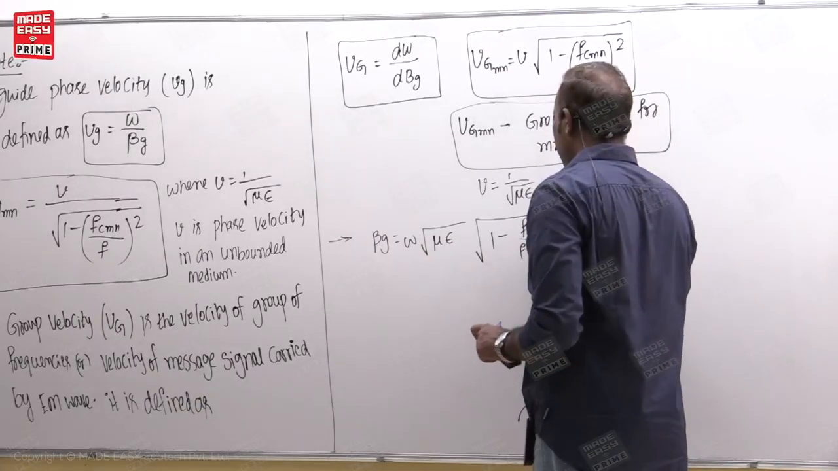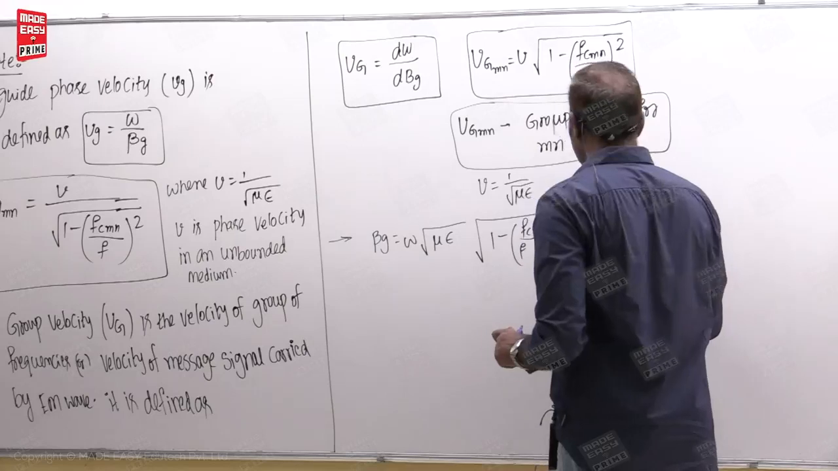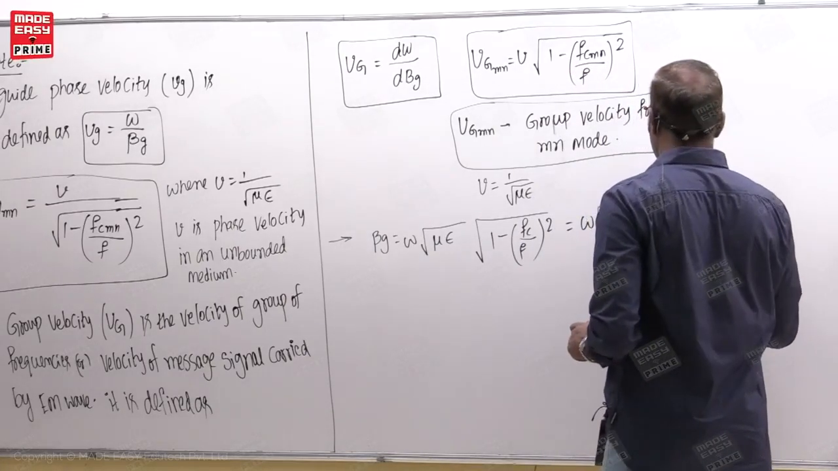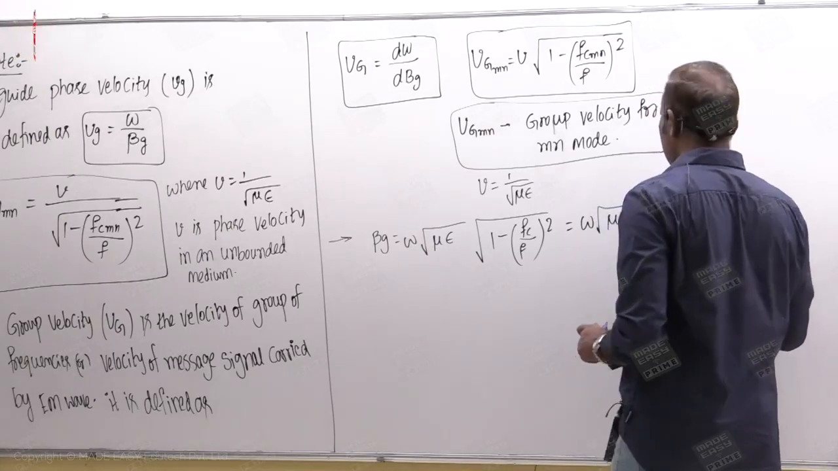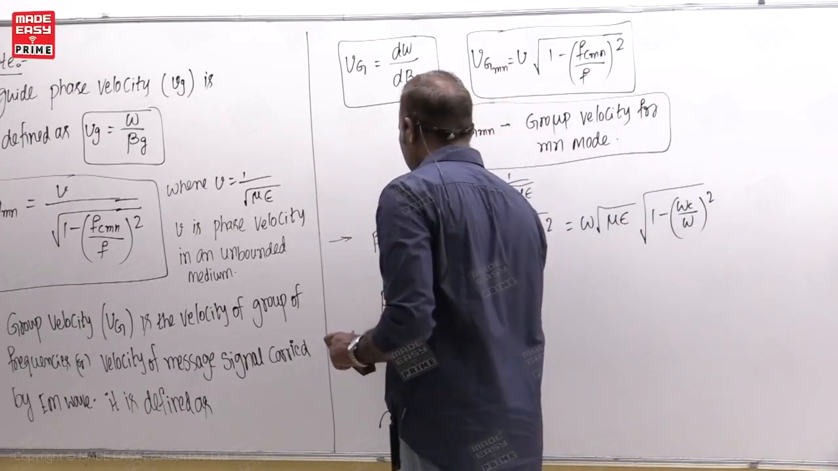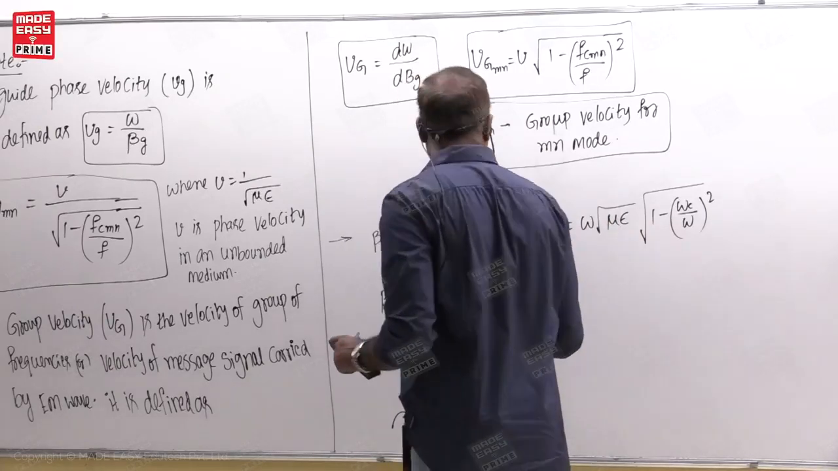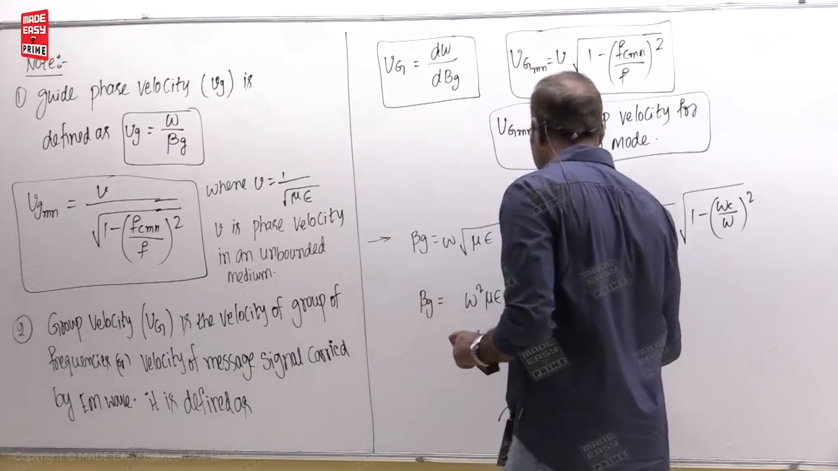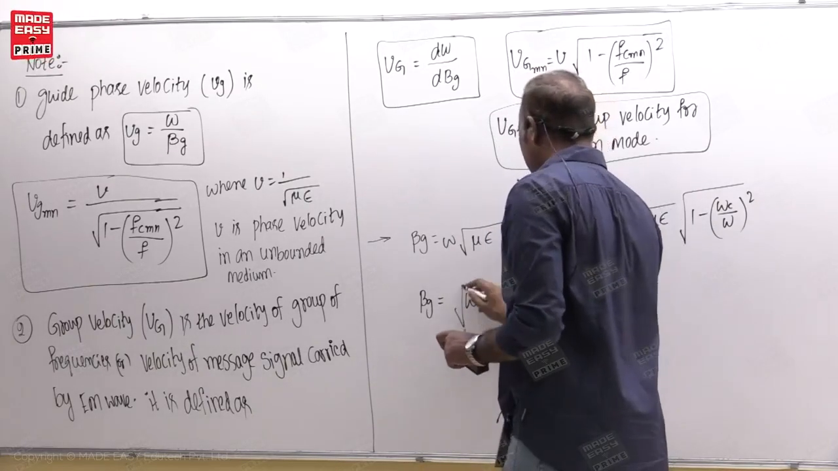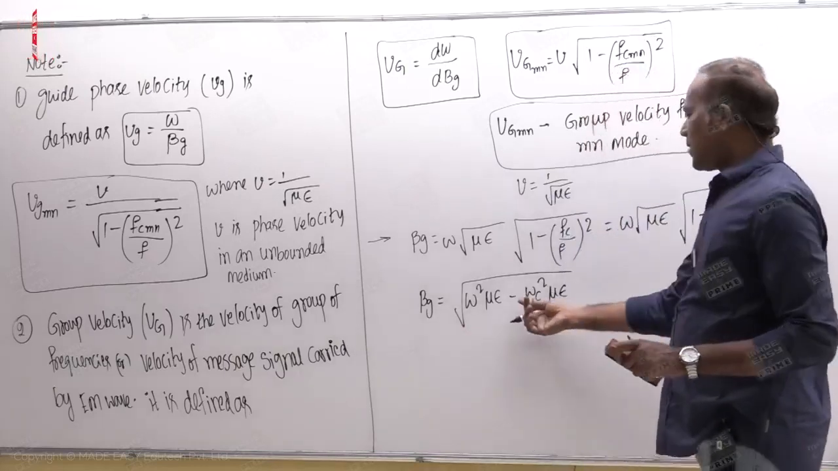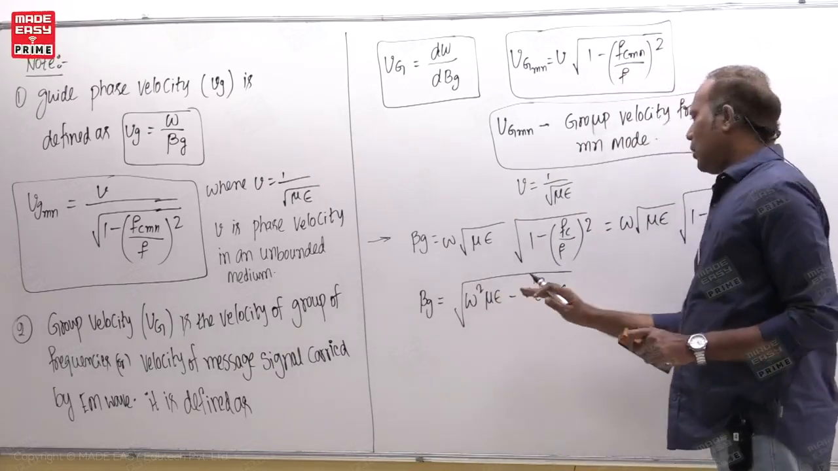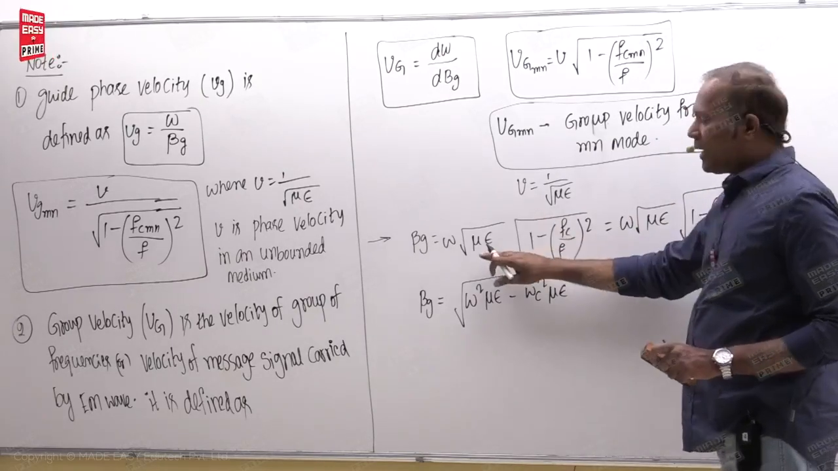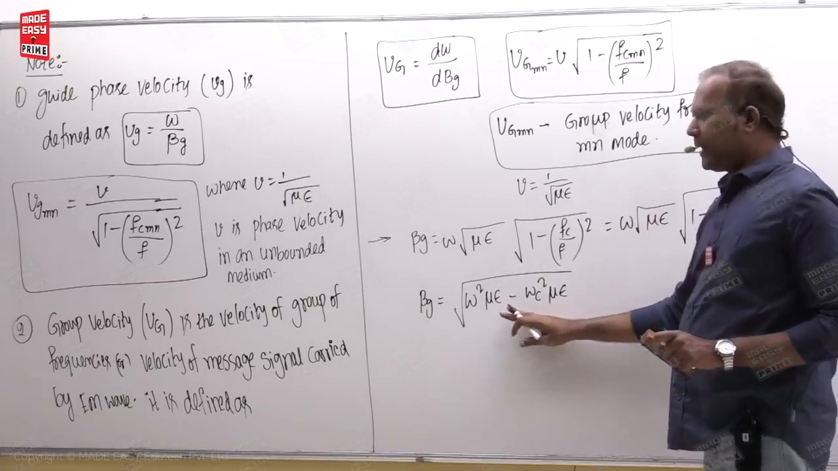Fc by F can be written as this one, whole square. So beta g is equal to, you send this inside, and if you send that omega square mu epsilon minus omega c square mu epsilon under root. Actually from this, after taking common factor, you got this one, but you are habituated to remember this, that is why I am writing this, and again I am getting this one.